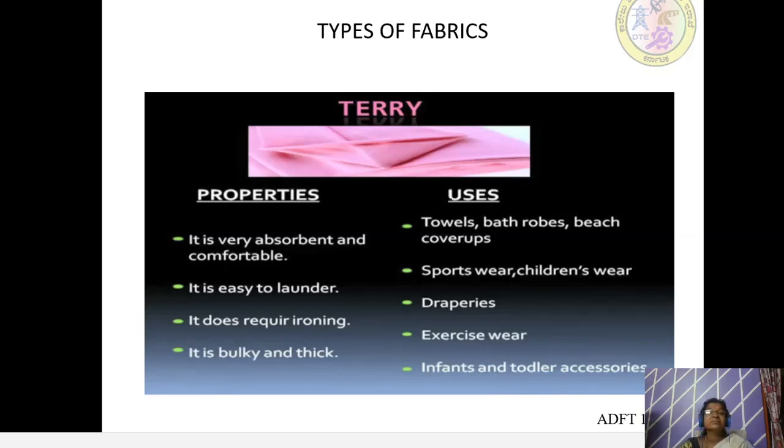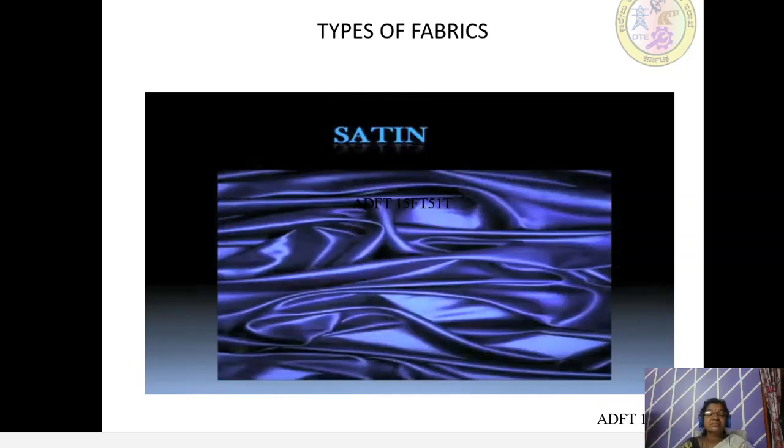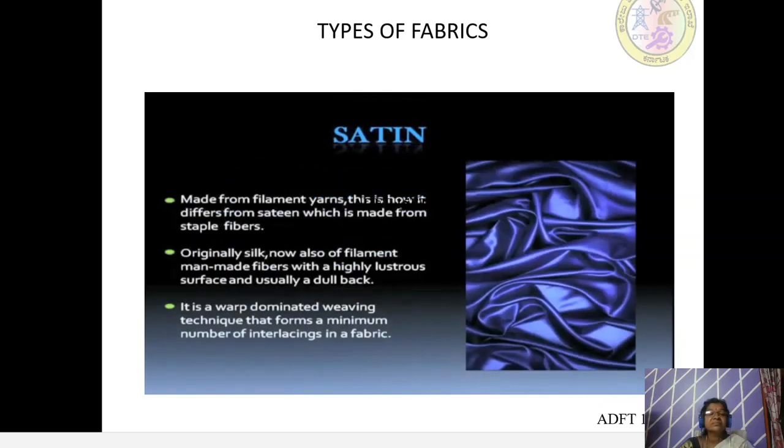Satin fabric, made from filament yarns. This is how it differs from sateen, which is made from staple fibers. Originally silk, now also filament man-made fibers, with a highly lustrous surface and usually a dull back. It's a warp-dominated weaving technique that forms a minimum number of interlacings in a fabric.